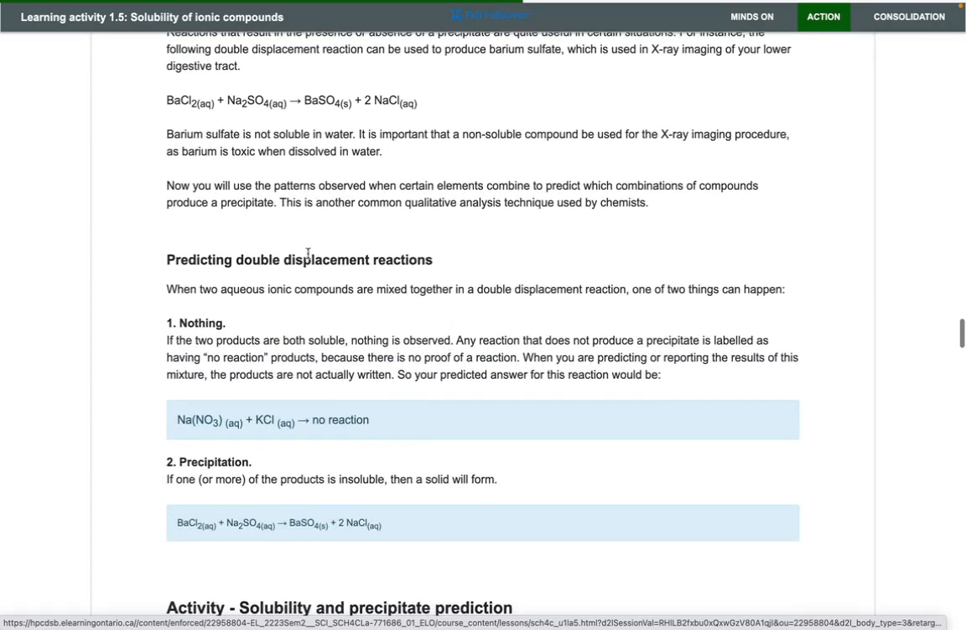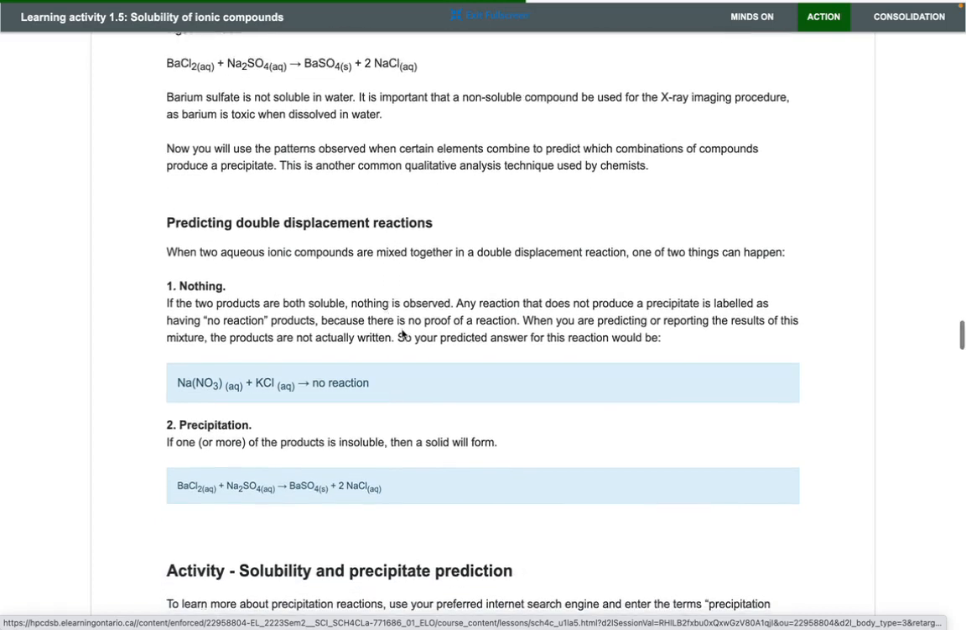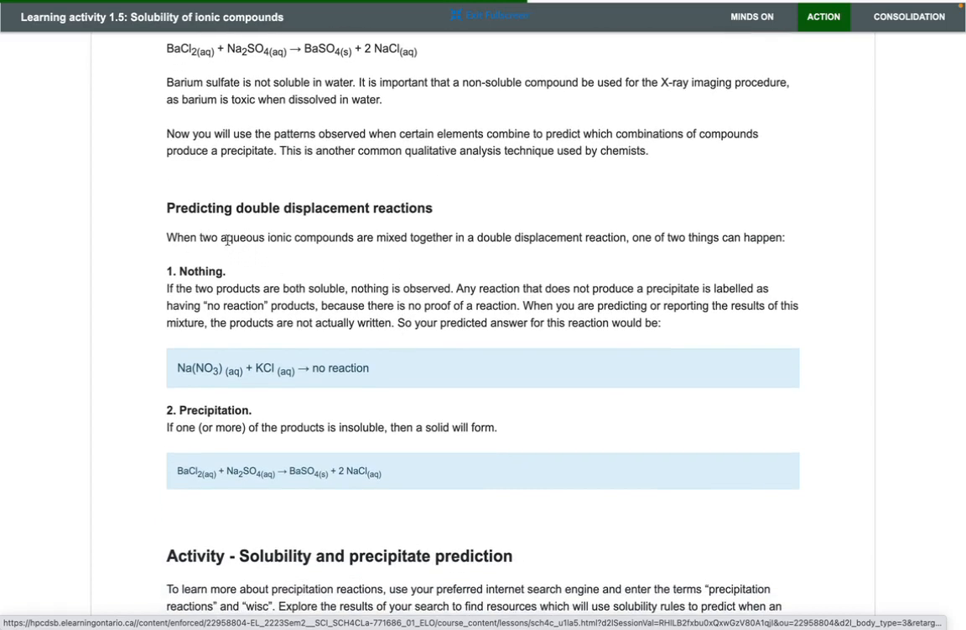So down here, this is where predicting double displacement reactions, you need this solubility chart. So it says when 2 aqueous ionic compounds are mixed together, one of 2 things can happen. So nothing could happen. You could mix 2 substances together, 2 solutions together, and then you don't see any chemical change. You don't see anything new being formed.